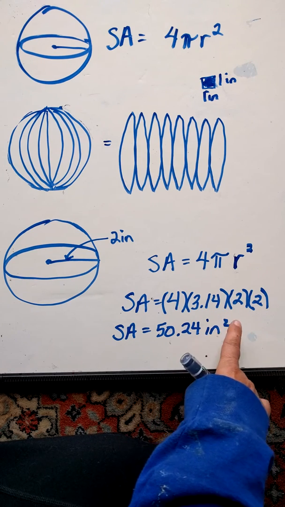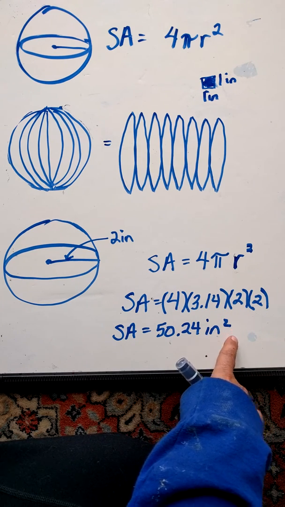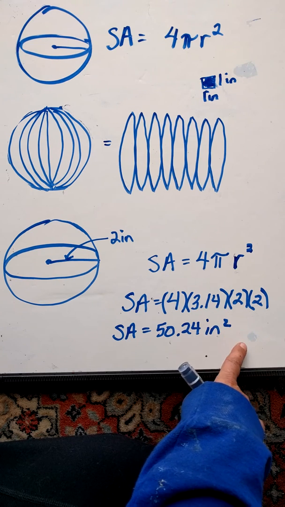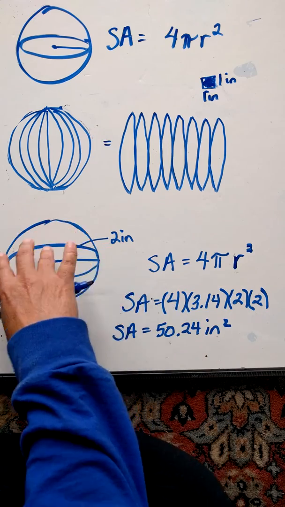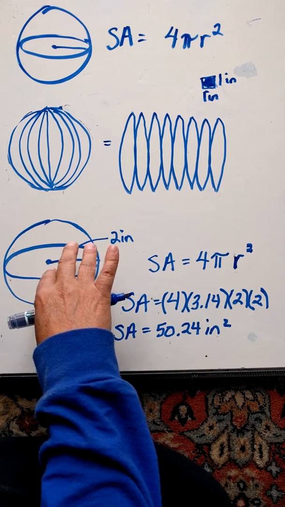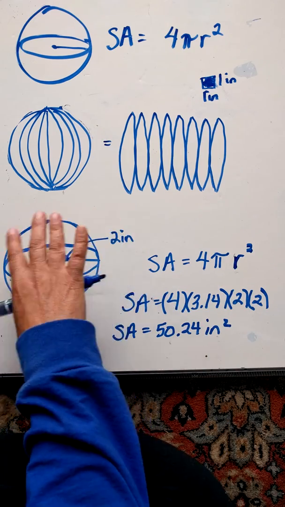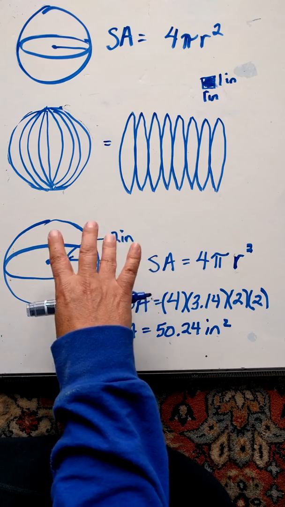And again, what we're talking about here is area, so that's why this is squared. With volume, the units are cubed. We're not talking about how much it takes to fill the ball up. We're talking about what it takes to cover the ball with something, the outside of the ball.